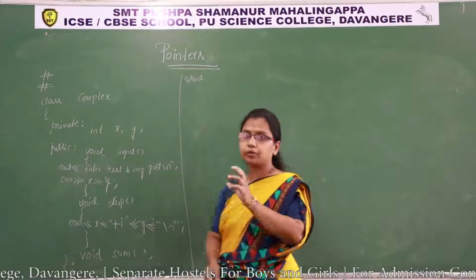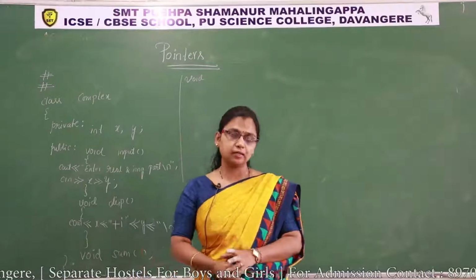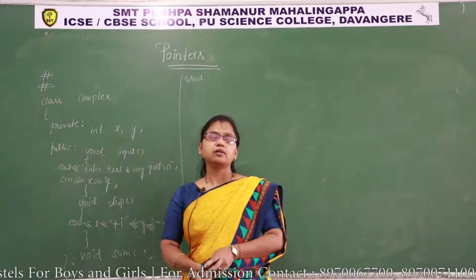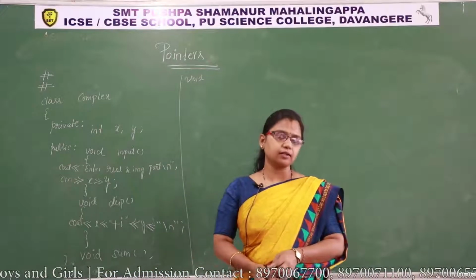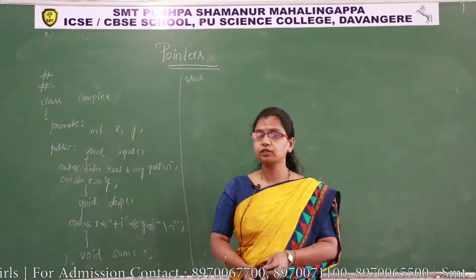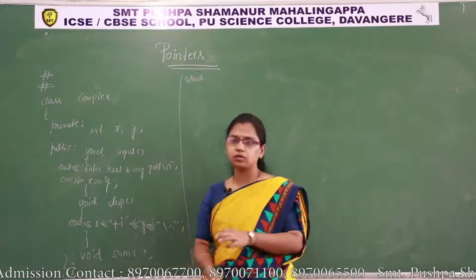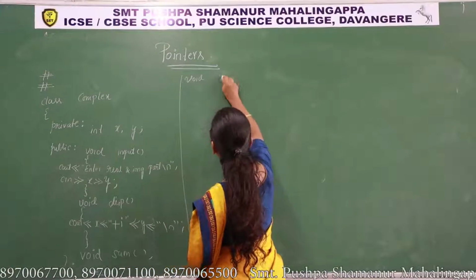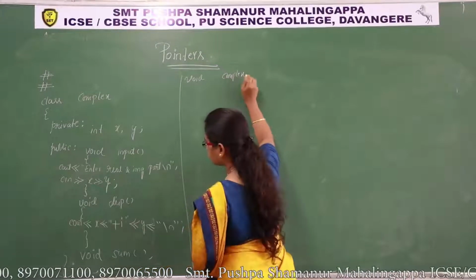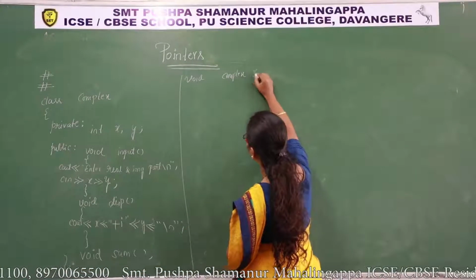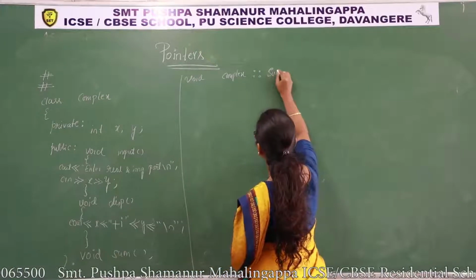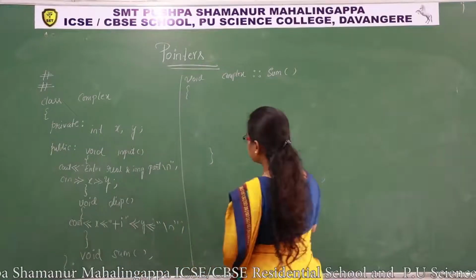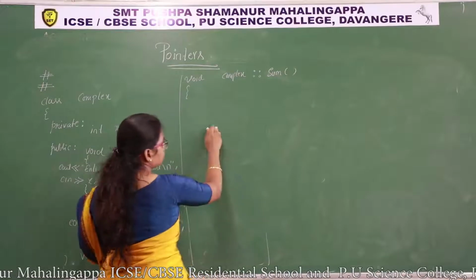You all know how to define a member function outside the class. Return type specifier, class name, scope resolution operator, function name, within parenthesis argument declaration, then open flower bracket, body of the function, close flower bracket. You have to remember this rule, okay? Return type void, class name is complex, scope resolution, function name sum, open close. Let us leave it as it is, later we will fill in the instructions here.